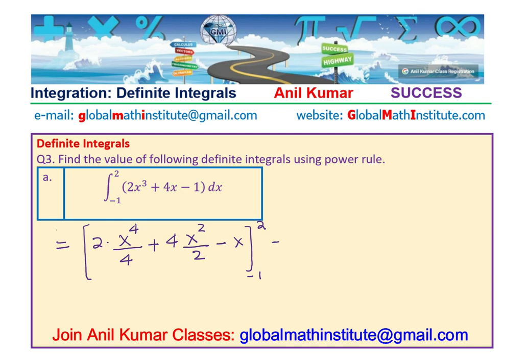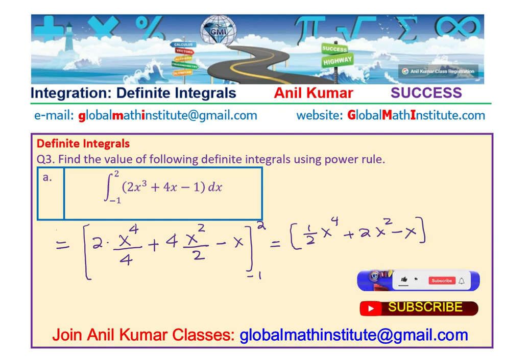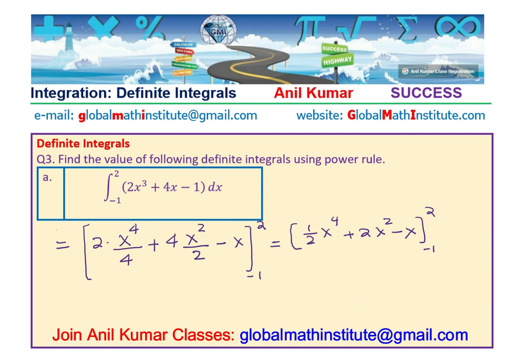Now, it's better to simplify this before we substitute 2 and minus 1 as the values. So we get a term which is half x to the power of 4 plus 2x squared minus x within minus 1 to 2. Okay? So we'll now put 2, find the value of the first function, and then the value of this particular function at minus 1, and find the difference.